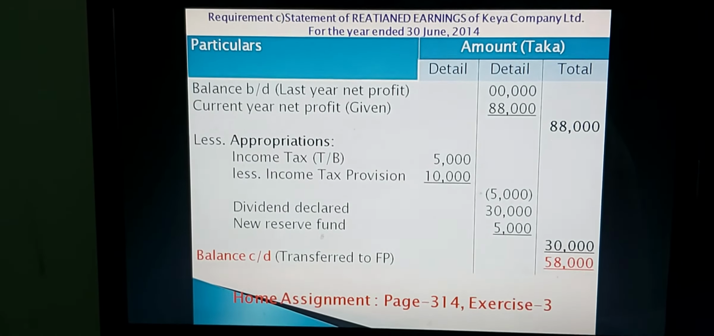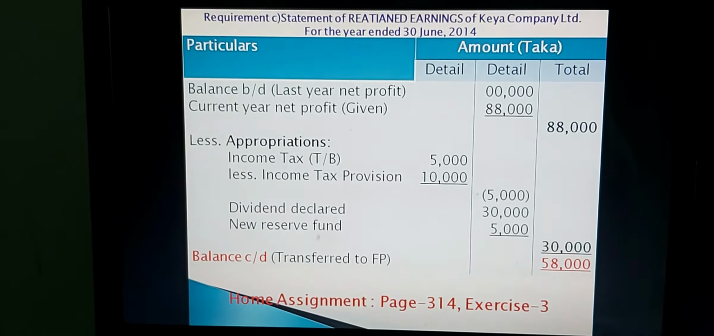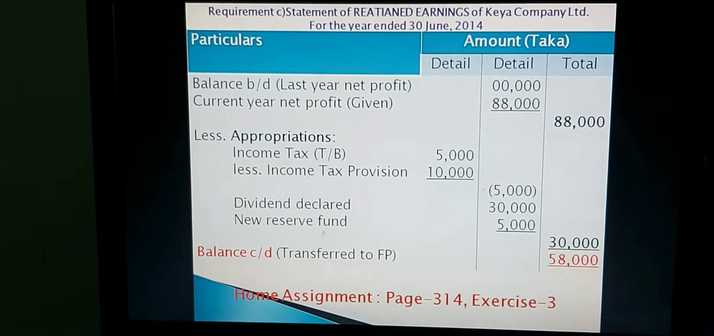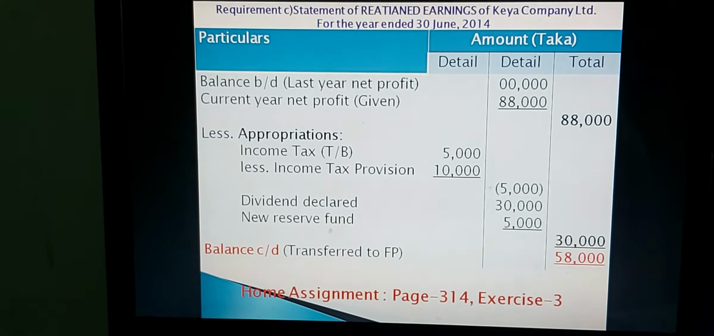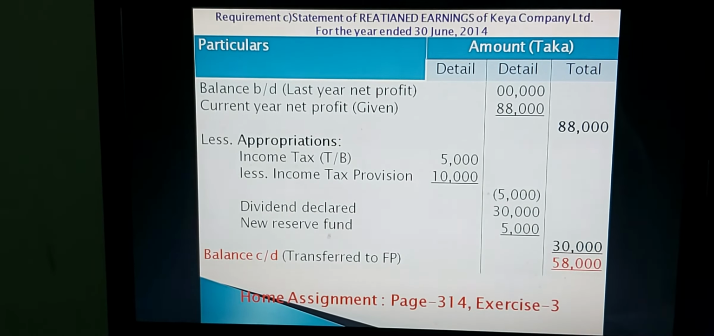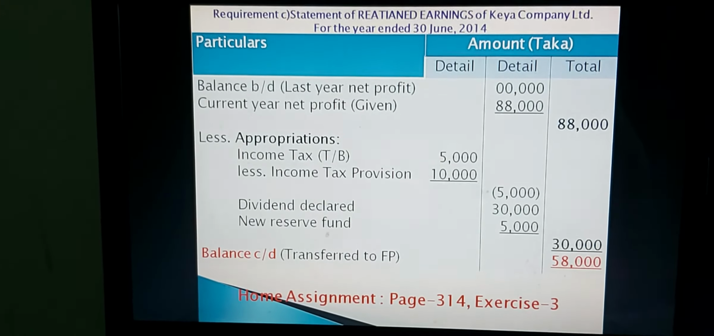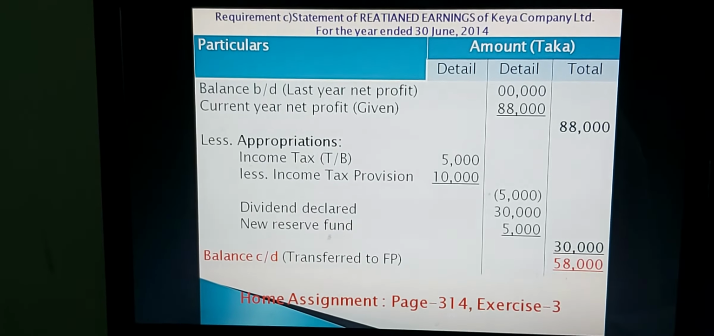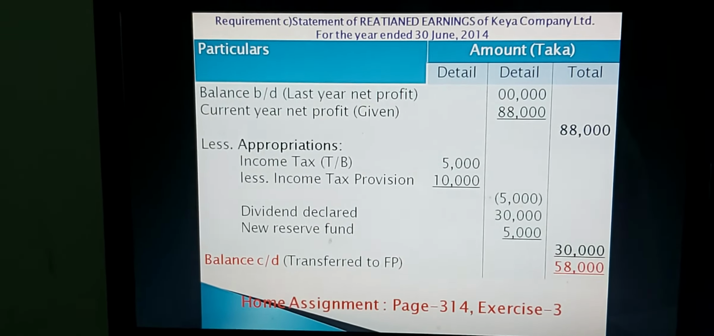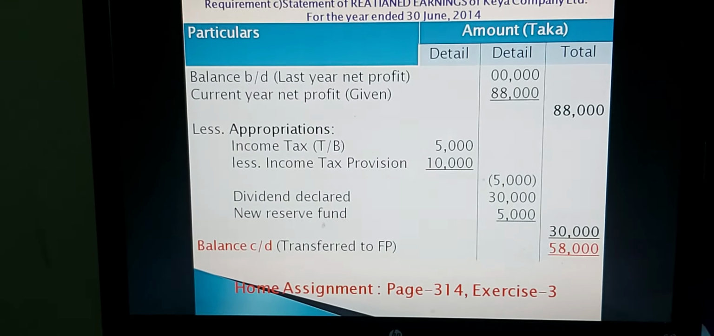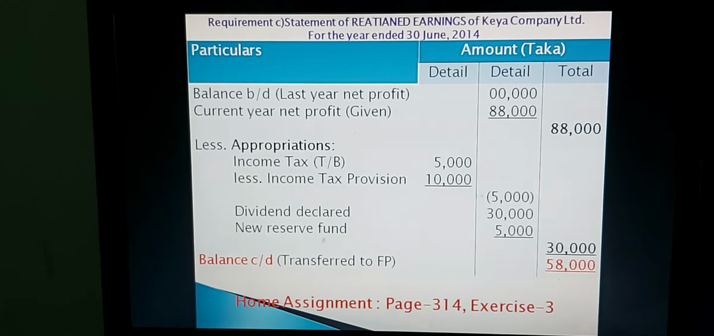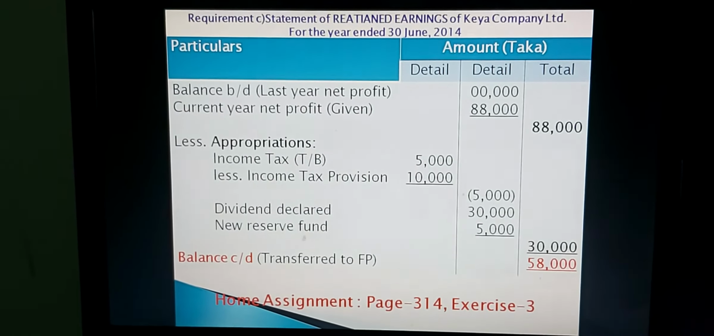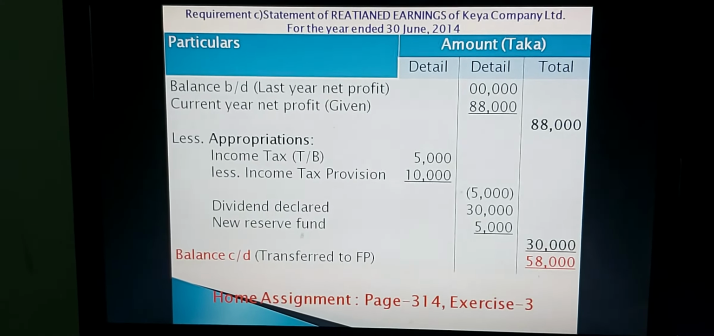Then you have to deduct the appropriations items. First one, income tax in trial balance 5,000, but income tax provision in trial balance 10,000. It will be deducted from the income tax. You have to get the amount 5,000 negative. Dividend declared 30,000. It's from adjustment, 10% on share capital. Share capital 3 lakh at the rate of 10%. You will get dividend 30,000.